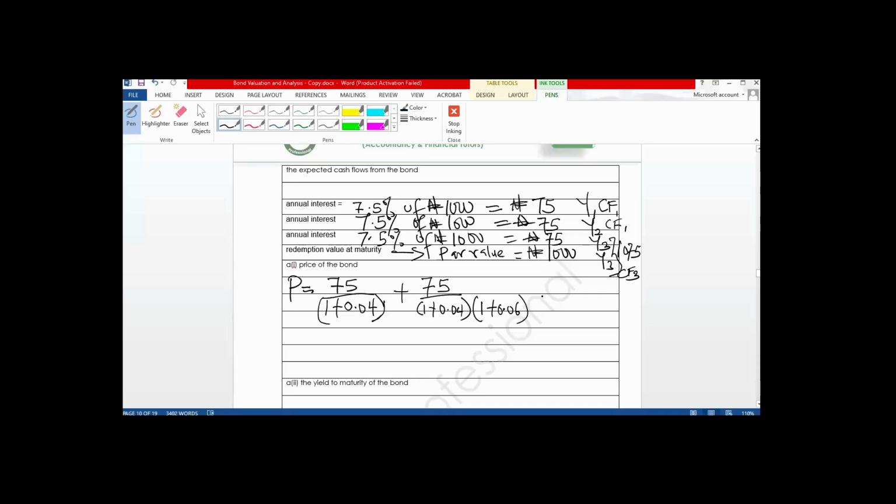0.06, plus cash flow in year 3, 1,075 divided by rate in year 1, 1 plus 0.04, rate in year 2, 1 plus 0.06, then rate in year 3, 8%, 1 plus 0.08. This is how to do valuation of a bond using forward rates.